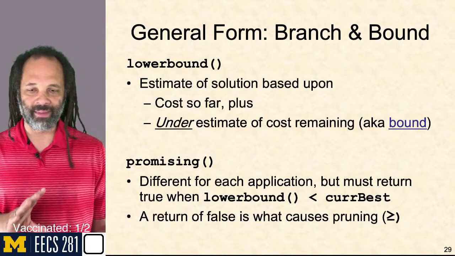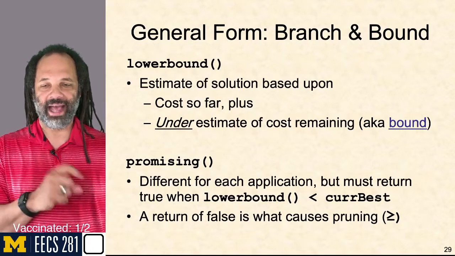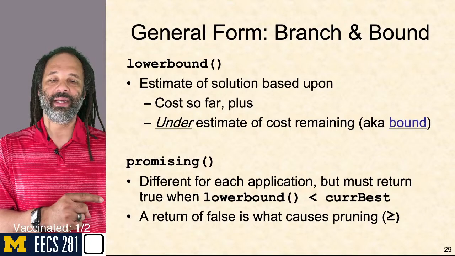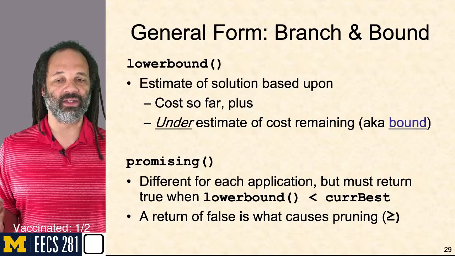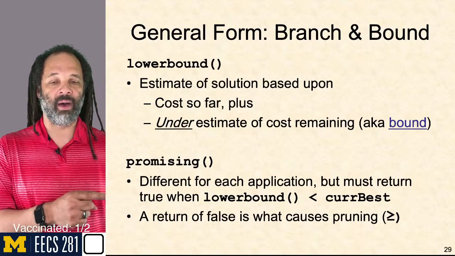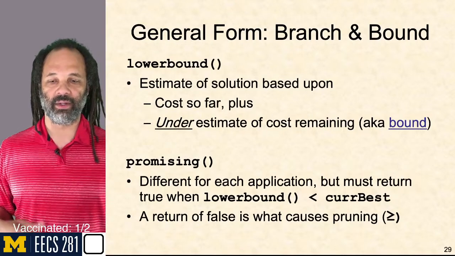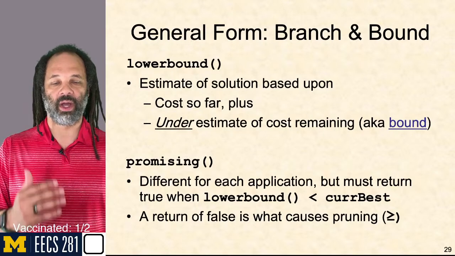So promising then is different for each application, but it has to return true when my lower bound is less than my current best, as well as, we can't violate any constraints. But if my lower bound looks like it's less than my current best, that means I should try to extend that solution. False value causes more pruning when we're talking about greater than or equal to.